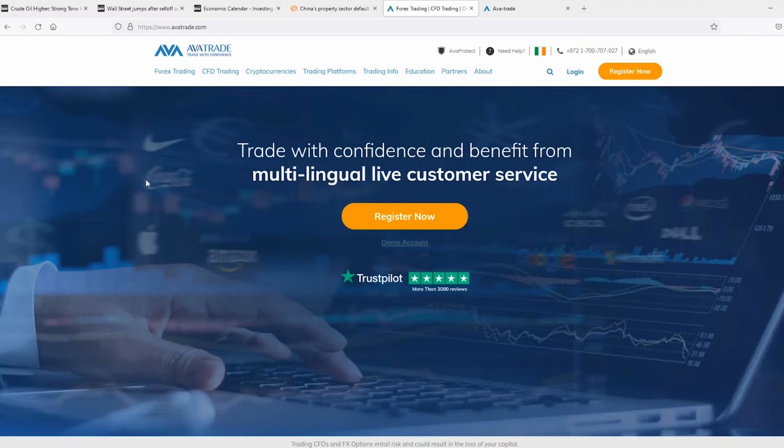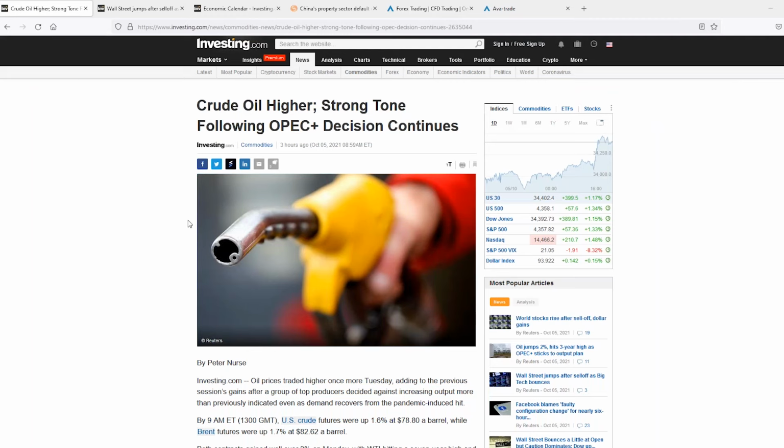Now, before we get into the technical analysis, I think it's important to get a feel for the sentiment of the day. Sentiment is basically, what's the mood like? Is it positive, negative, or kind of in between? Today it's real easy to pick out the sentiment to understand what's going on. We just look at the basic headlines. Crude oil higher, strong tone following OPEC plus decision continues. So oil's been flying up because the OPEC plus nations have a policy stance that's good for oil price. Oil's been very bullish and climbing quite easily.